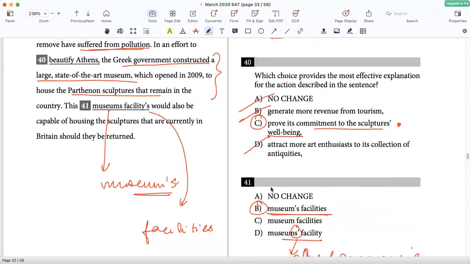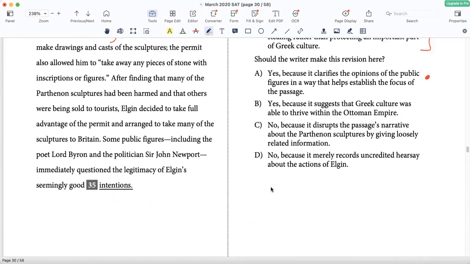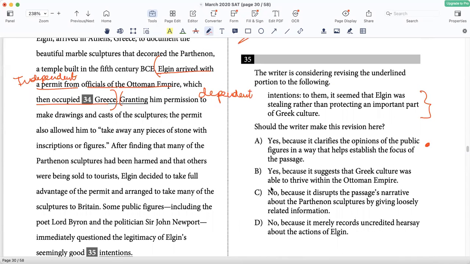Okay, we had to answer one question. Yeah, this one. So to them, it seemed that Elgin was stealing rather than protecting an important part of Greek culture. Yes, because it clarifies the opinions of the figures in a way that helps establish, right? So yes, that is exactly what the passage is about, whether the marbles should have been brought to Britain or not. So A is the good answer.